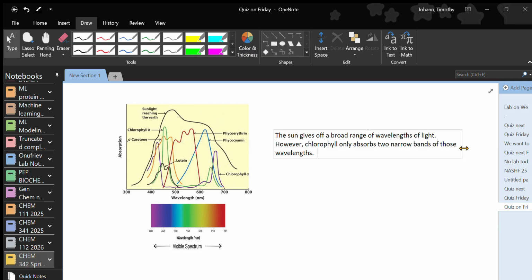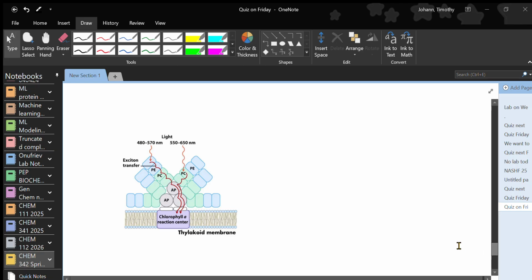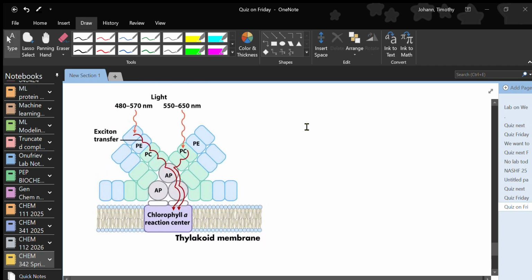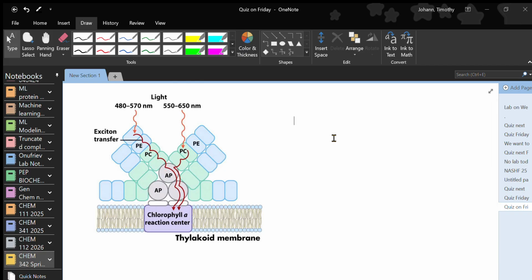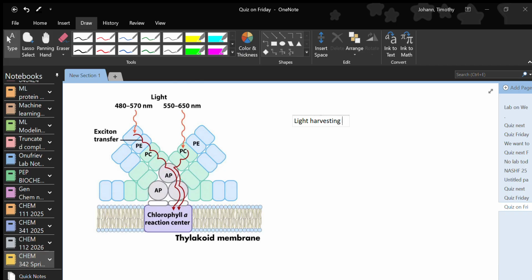But what you need is you want to absorb more than just those. And so what we have is light harvesting complexes. Chloroplasts contain light harvesting complexes that absorb all the wavelengths of light you could imagine, and then they transfer the energy to the chlorophyll A. So all wavelengths go in, they just don't all get used. They do all get used. A lot of the energy gets bled off.